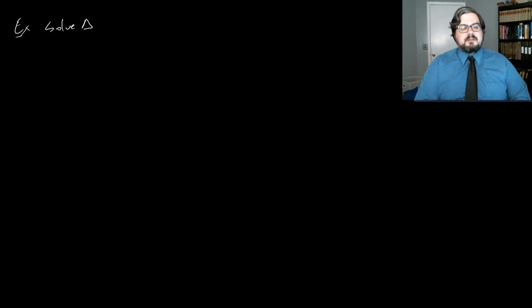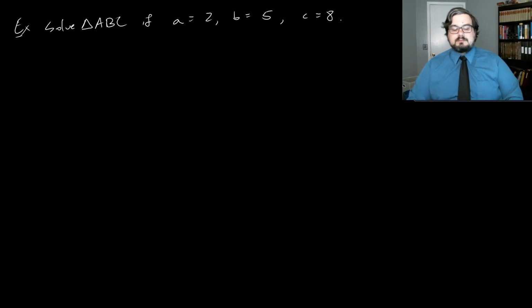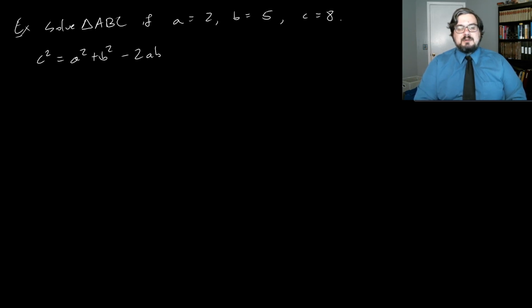Let's solve triangle ABC if a equals 2, b equals 5, and c equals 8. Once again, we're going to try to solve for one of our angles. The best practice is to solve for the largest angle in the triangle, and the largest angle is going to be opposite the largest side, so it'll be gamma. So the version of the law of cosines we want to use is c squared equals a squared plus b squared minus 2ab times cosine gamma.